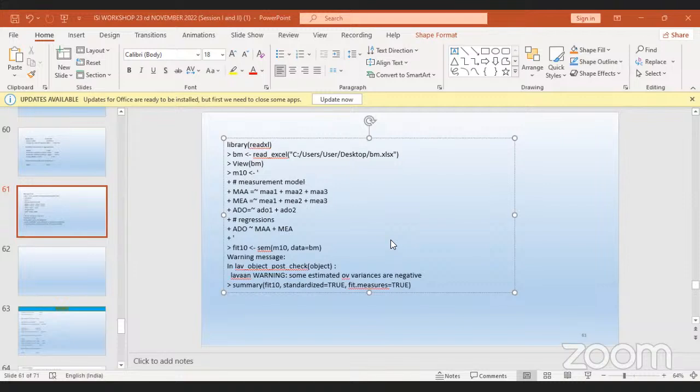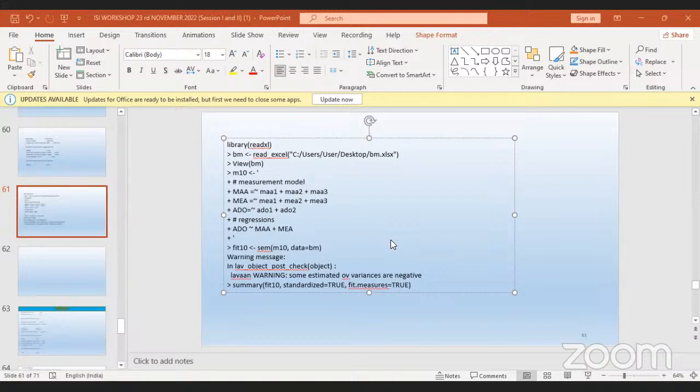Here I have a particular data set. In that data set, the adoption intention, this ADO latent variable, has two items, adoption intention 1 and 2. And adoption of a particular entrepreneurship depends on marketing availability and material availability. This MAA latent variable has 3 items, and material availability also has 3 items. This adoption latent has 2 items. Now, adoption depends upon marketing availability and material availability. So this is the model.